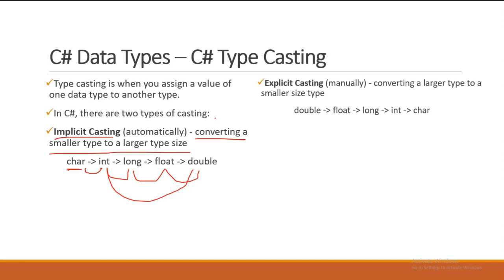And another type of type casting is explicit casting. It is manual, and it converts a larger type to a smaller size type. For example, from double to float, from float to long, from long to int, from int to char, or directly from double to int. If we want to convert the value from double to int, then we have to explicitly convert it. For explicit converting, we have several ways, some methods that we are going to use. We are going to see that now.